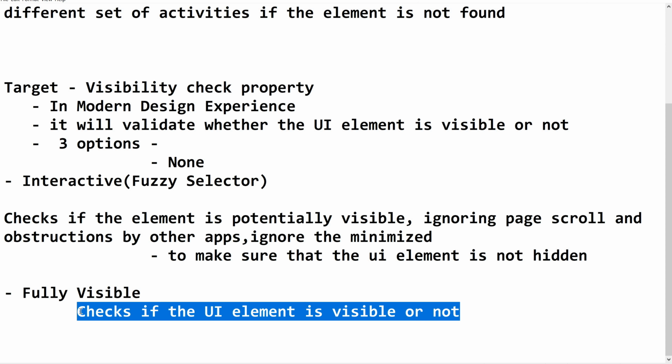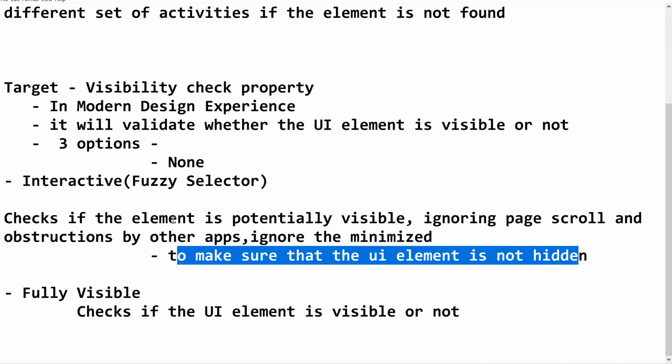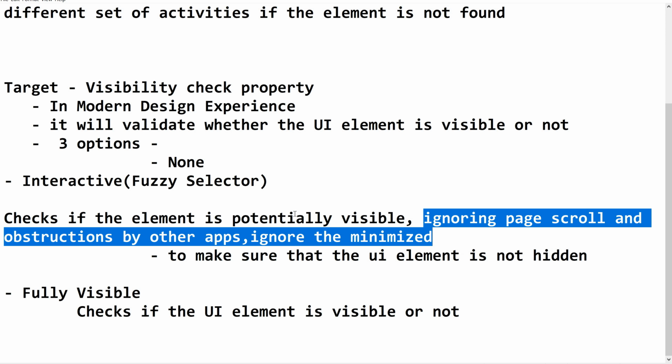So if it is visible within the scope only, it is able to get. And if you would really like to make sure that you are not going with the hidden elements, and you would like to make the executor check ignoring the page scrolls and all, then you are supposed to go for the interactive one. Otherwise, if you feel that only this visible part is enough to check for the UI element, you can go for fully visible. So the ultimate target of this particular property is to check whether the element is visible or not.